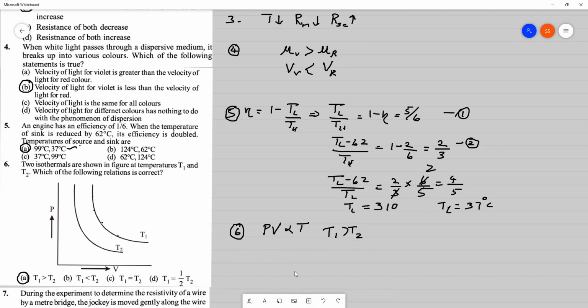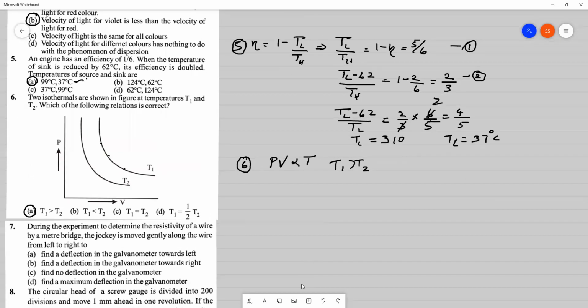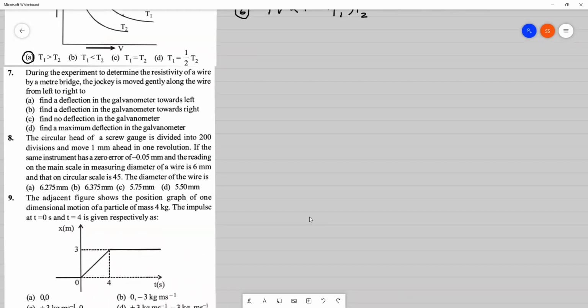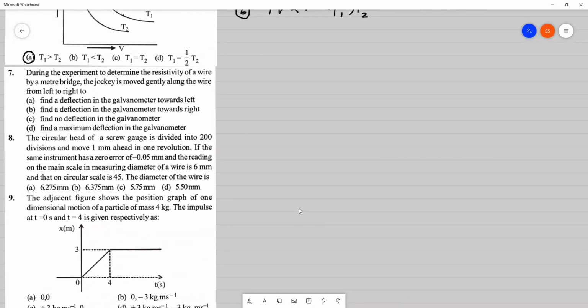So next we will do this question. During an experiment to determine the resistivity of a wire using a meter bridge, the jockey is moved gently along the wire from left to right.